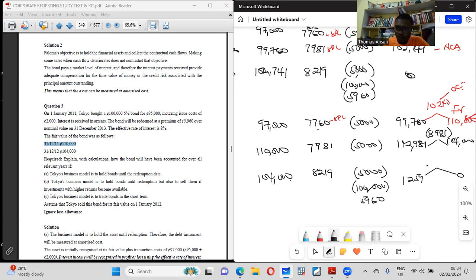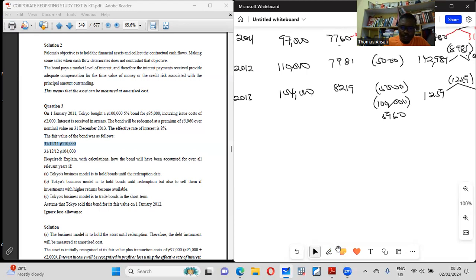Therefore, there is an extra loss of what? 1,259. You add this to this, you realize that you are getting this. All right. So basically, that is what it is. So that is how fair value through OCI is done. But good news for you is that hardly would the examiner tell you to do for all the years. We only do for 1 year. All right. So that is that. So please be careful.